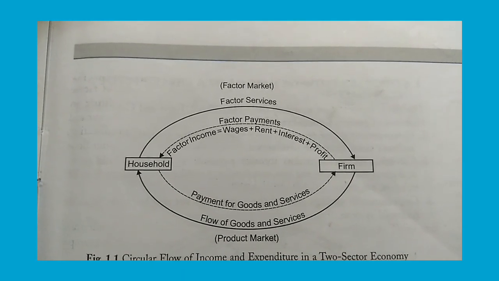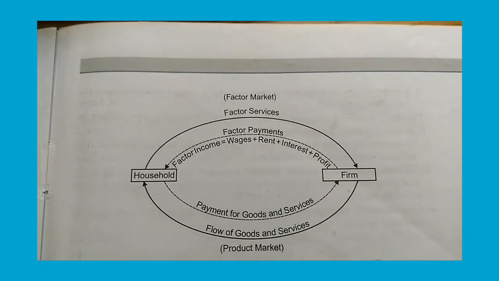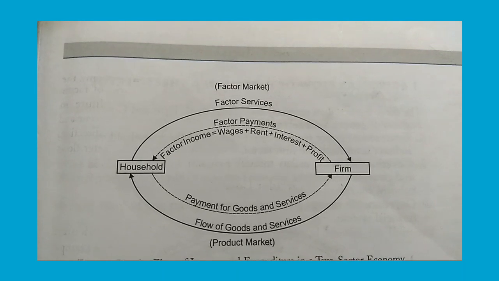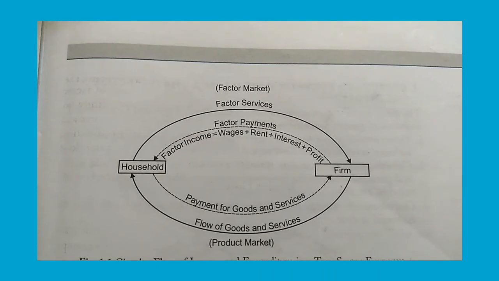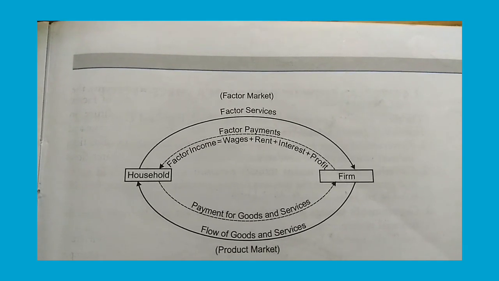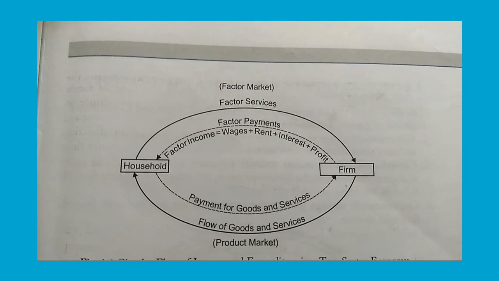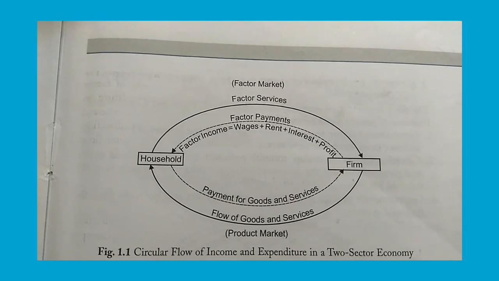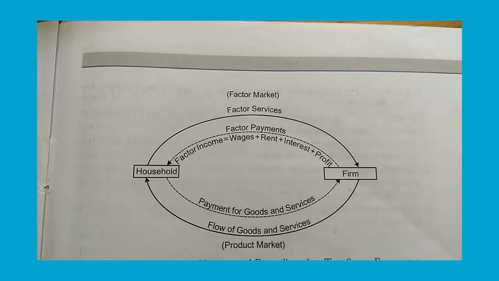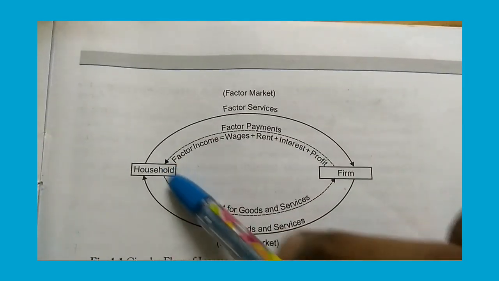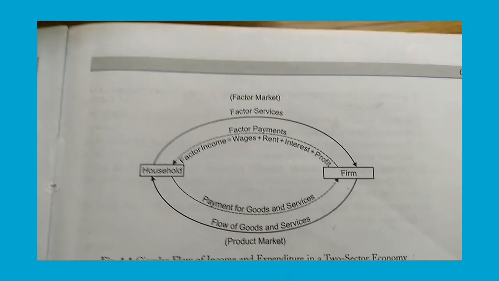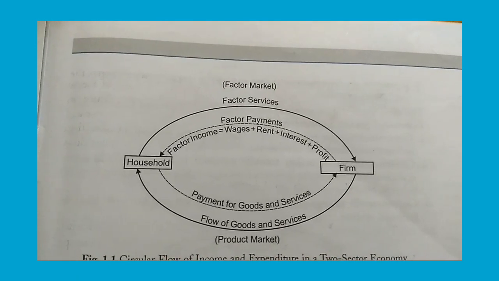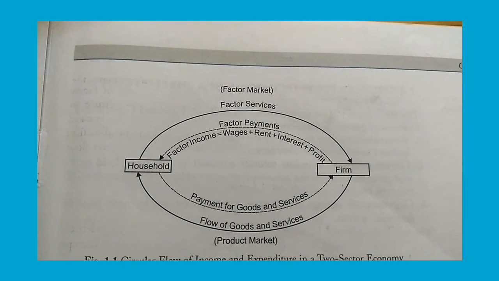The total production of goods and services by firms is equal to the total consumption of goods and services by the household sector. The factor payments by firms are equal to the factor income of households. The consumption expenditure of households is equal to the income of the firm sector. This is the real flow. The factor services and product services are called real flow. The real flow of production and consumption of firms and households is equal to the money flow. This one is the money flow of income and expenditure of firms and households. So the real flow is equal to the monetary flow. This is the circular flow of income in a two-sector economy.